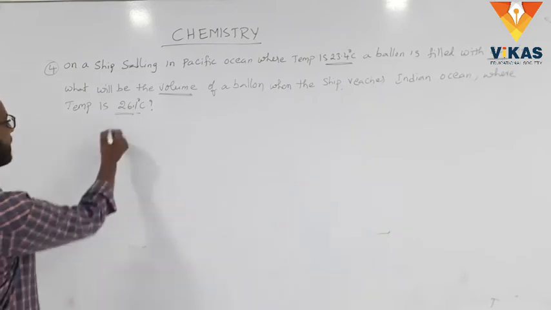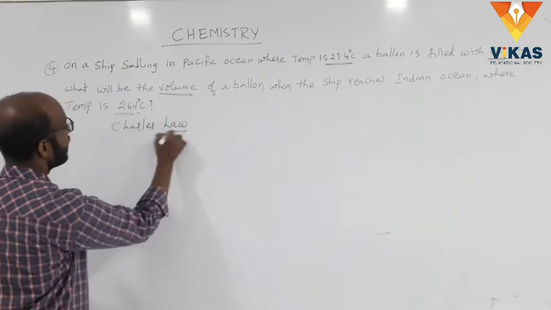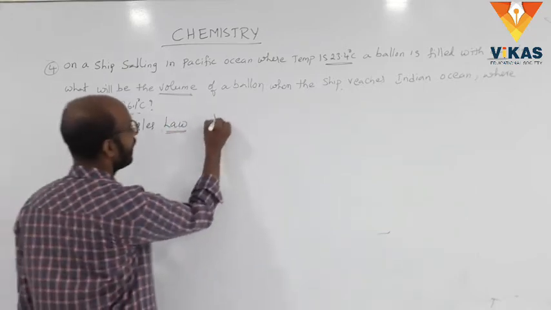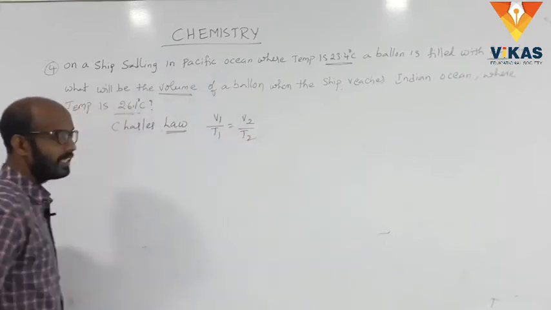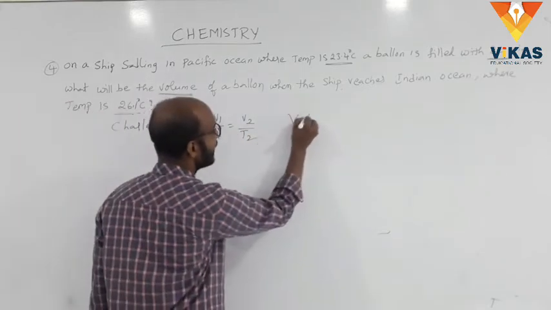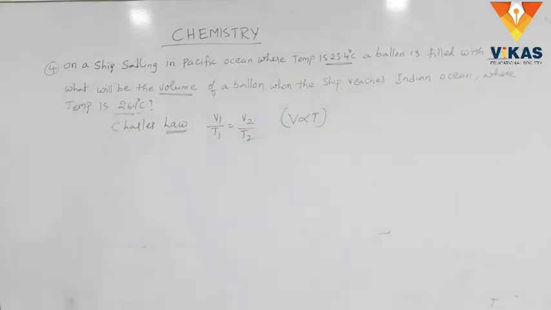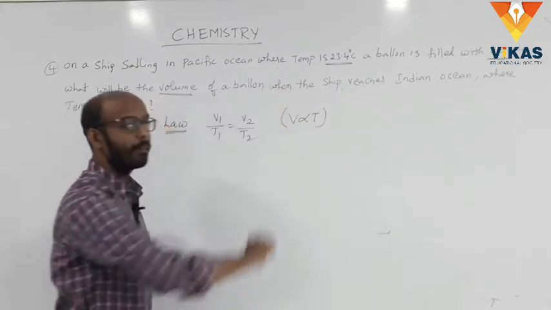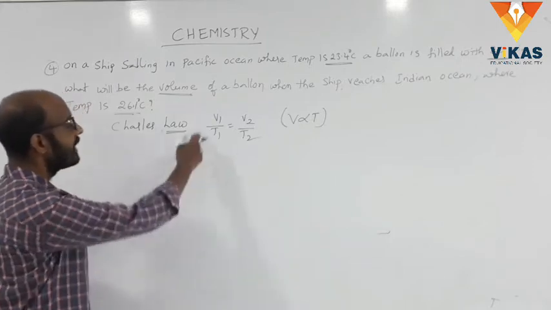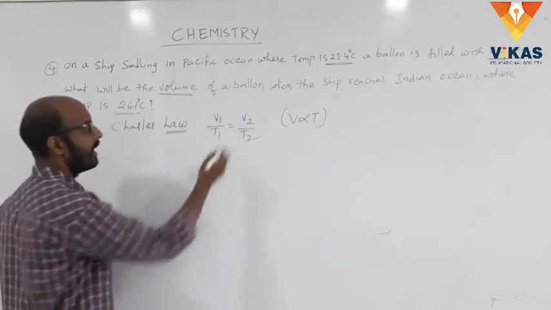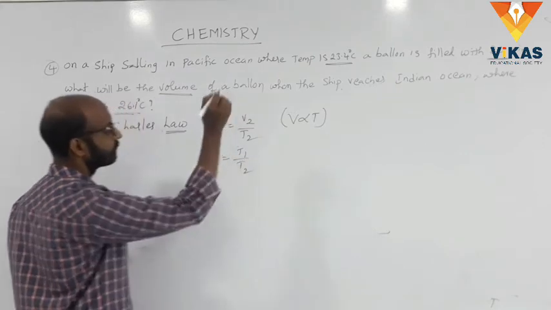So according to Charles law, so what is the Charles law? V1 by T1 is equal to V2 by T2. Clear? So what is the Charles law? V is directly proportional to temperature at constant pressure. Okay na? V is directly proportional to temperature at constant pressure is called Charles law. Based on that point, we take V1 by T1 is equal to V2 by T2. Again, we write V1 by V2 is equal to T1 by T2.